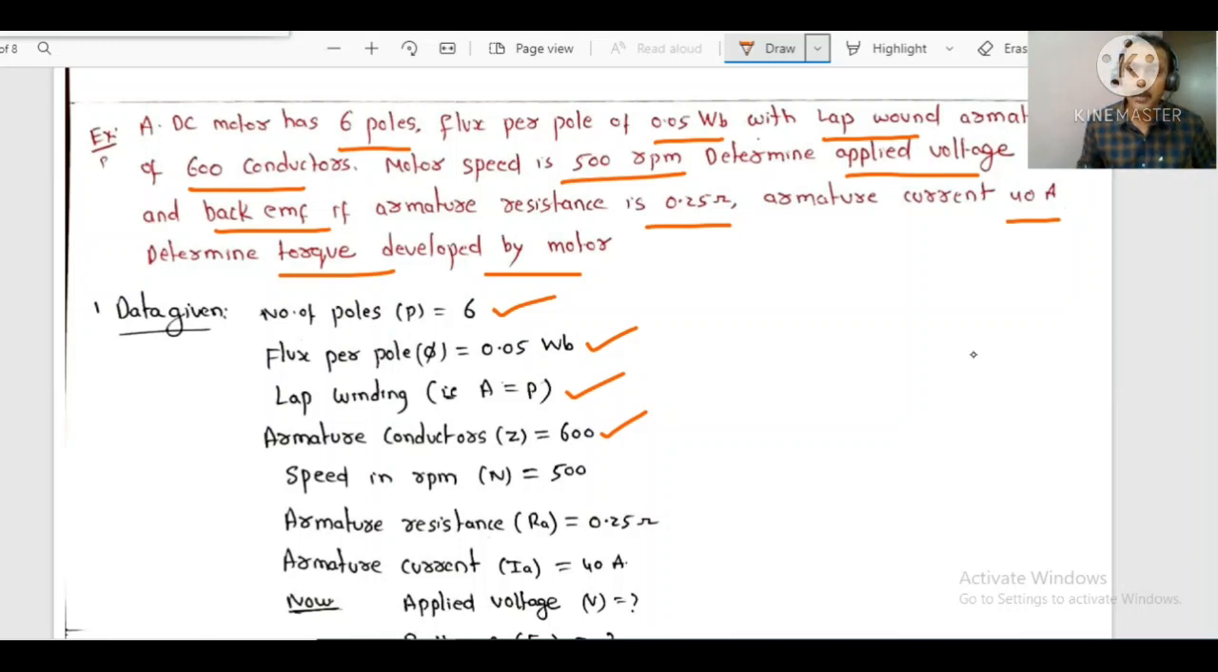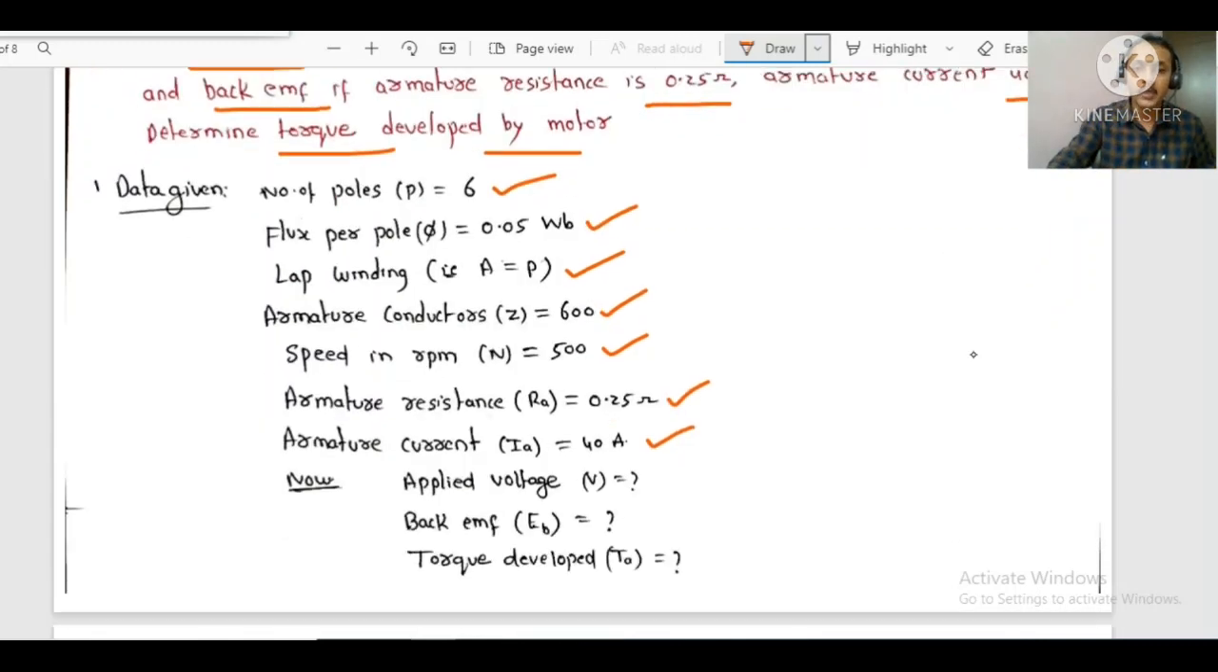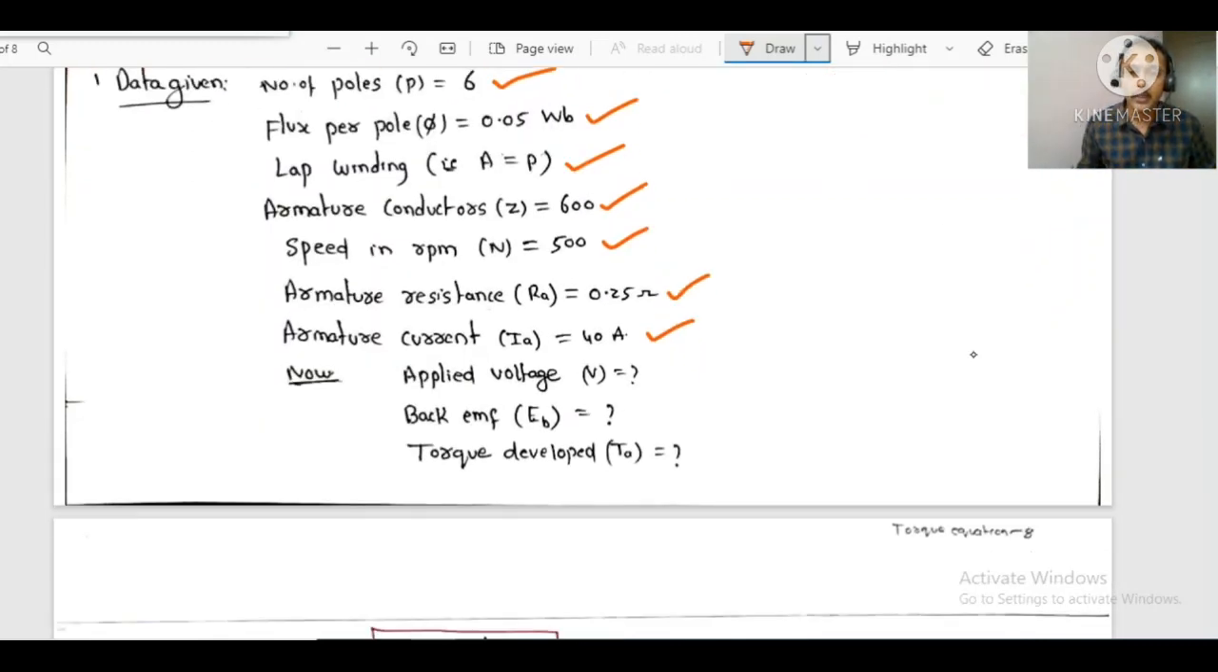Z equals 600. Speed N is 1500 RPM. Armature resistance RA is 0.25 ohm. Armature current IA is 40 amps. Now he is asking what is the applied voltage, V equals how much? Back EMF is how much? Torque developed is how much? So far clear? Okay.